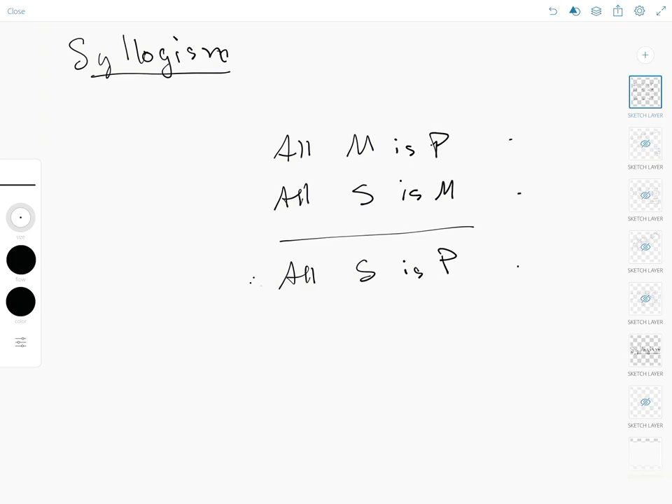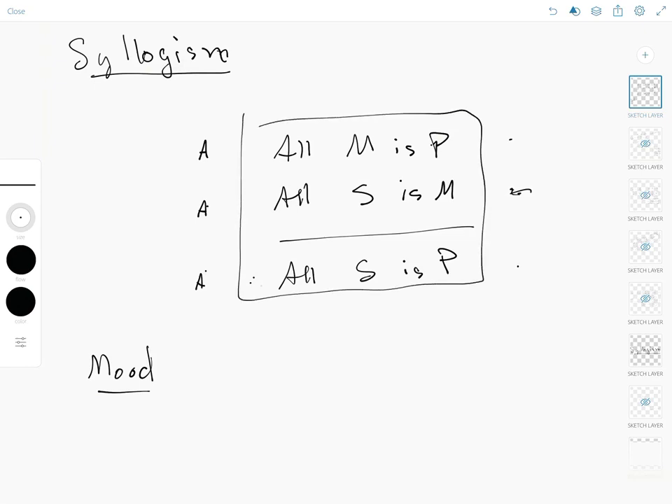But whatever they are, the types of propositions that are involved is what we call the mood of the syllogism. So let's analyze this one. What is the major premise? It's a universal affirmative. So let's mark that one A. Remember, A is the vowel that corresponds to universal affirmative. The minor premise is all S is M. That's universal affirmative, so that's also A. And what is the conclusion? All S is P. That's universal affirmative also, so that is an A. So the mood of this particular syllogism is AAA.